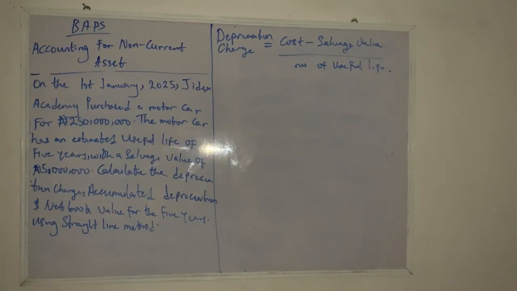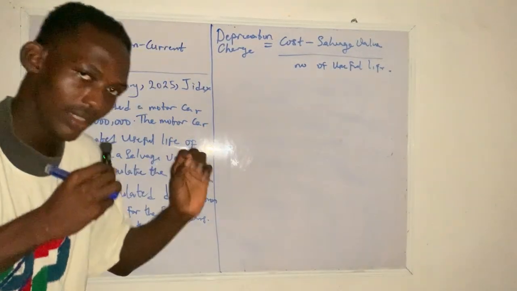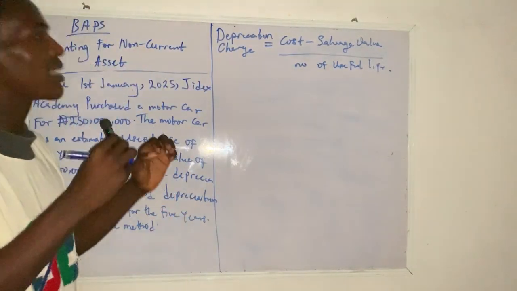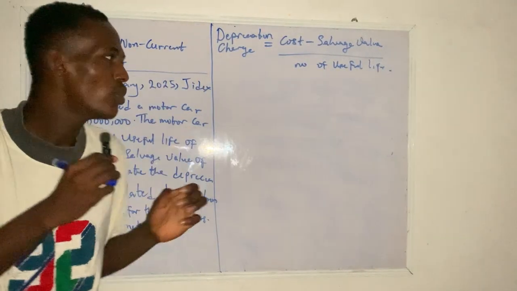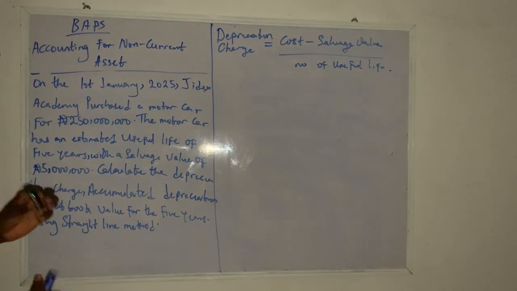Now, let me even go a bit deeper. When they say salvage value, I already explained that in our previous class. Salvage value is the value of the asset that will remain at the end of the useful life. So which means by the time we prepare this table, we should have a value of 5 million naira at the end. Otherwise, what we are doing is wrong.